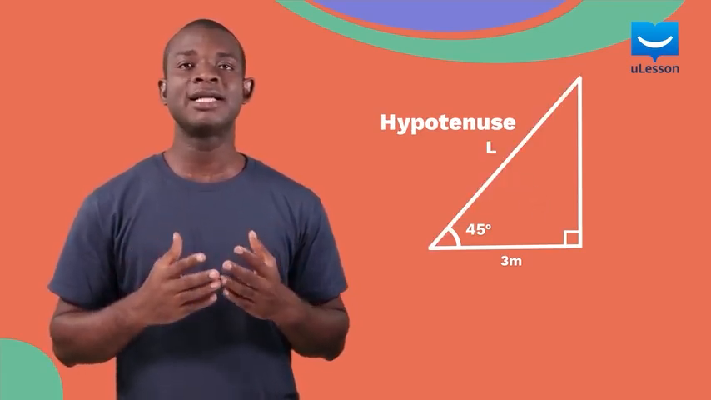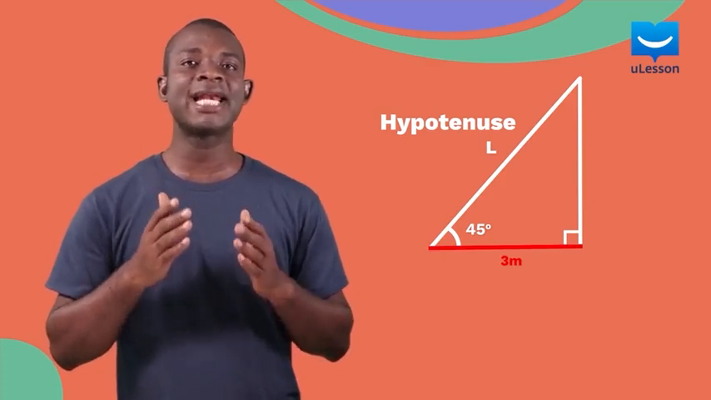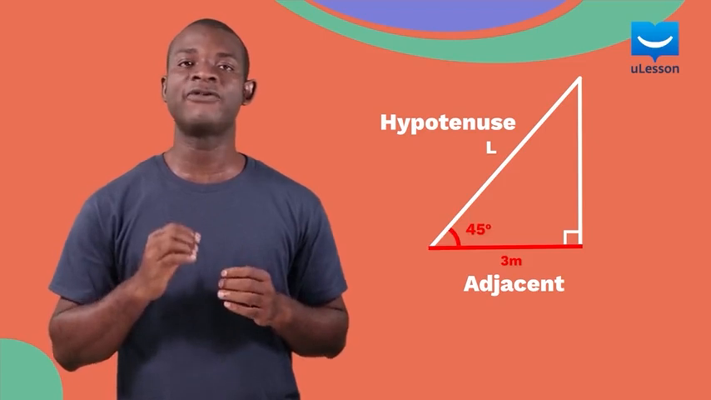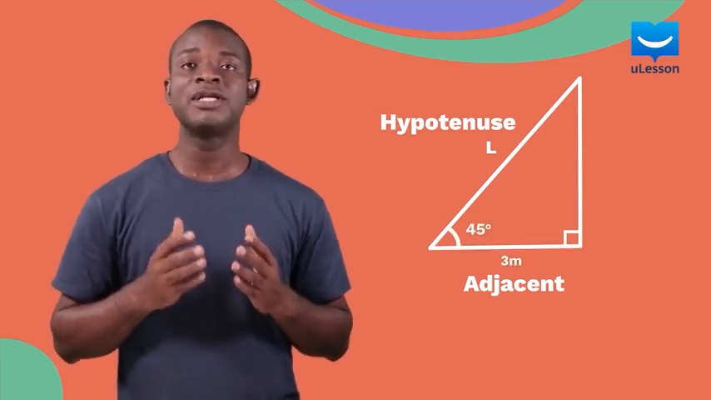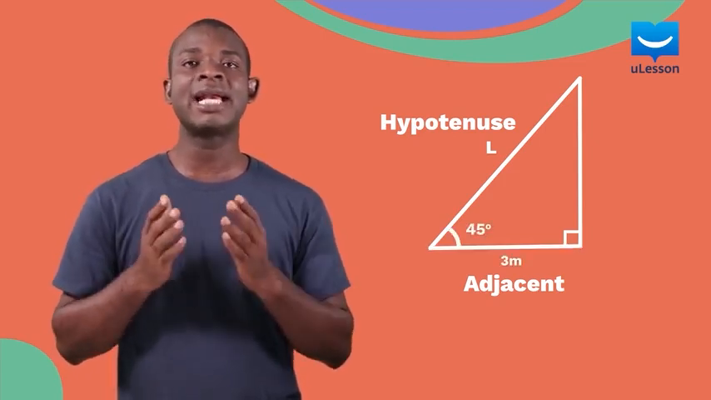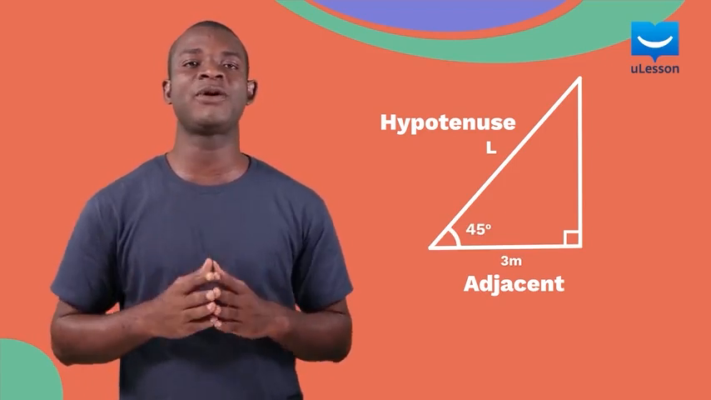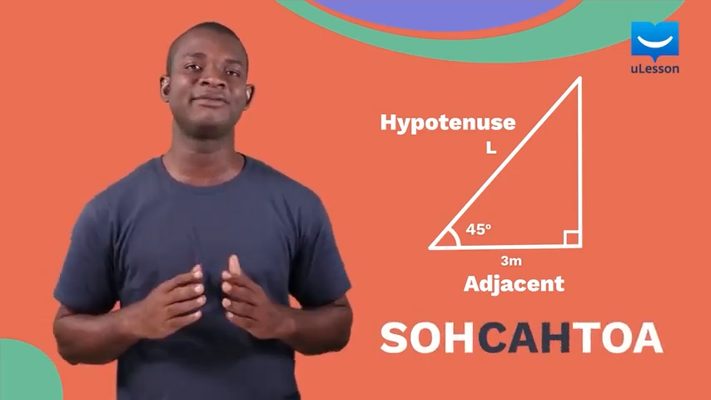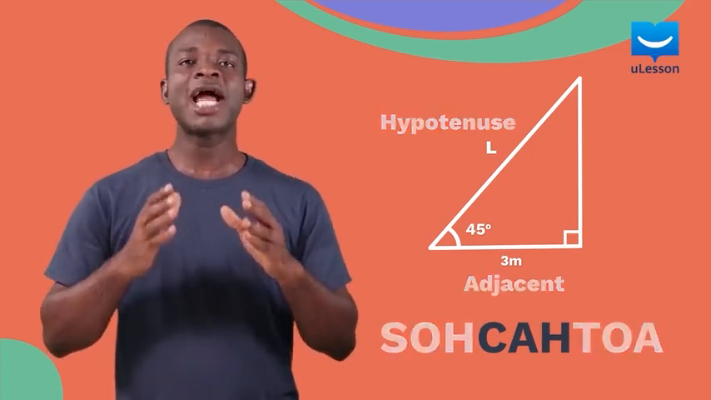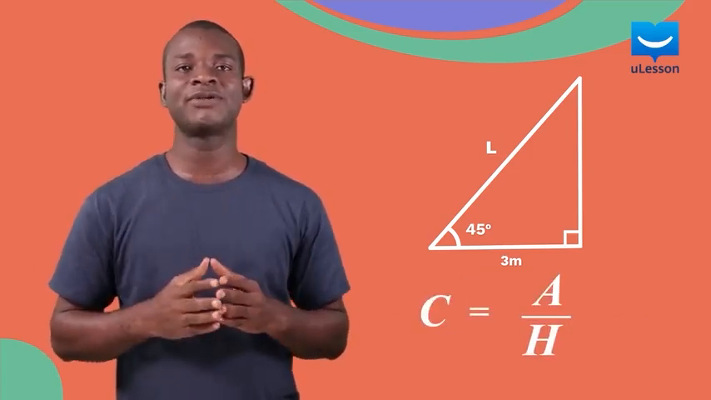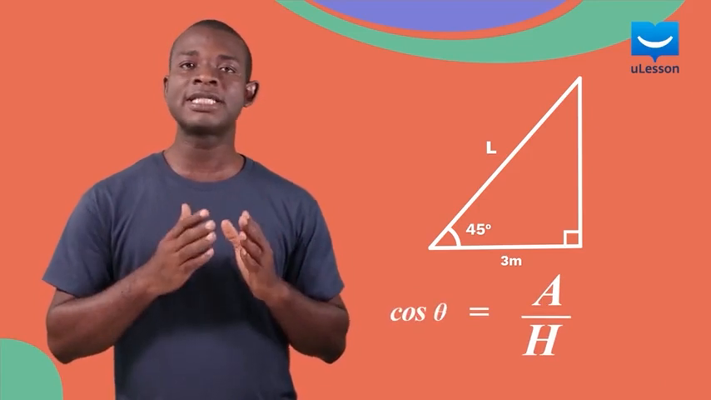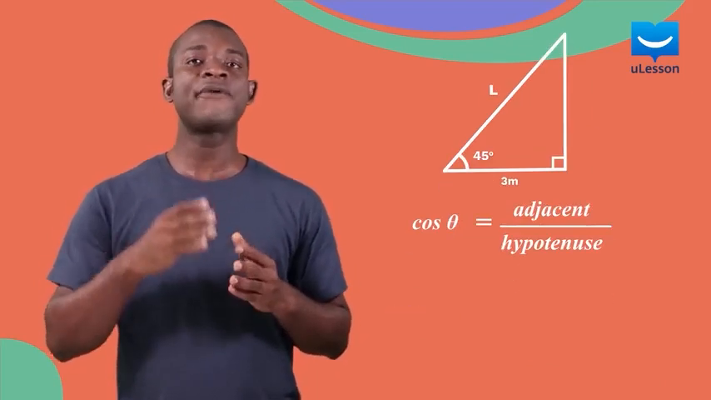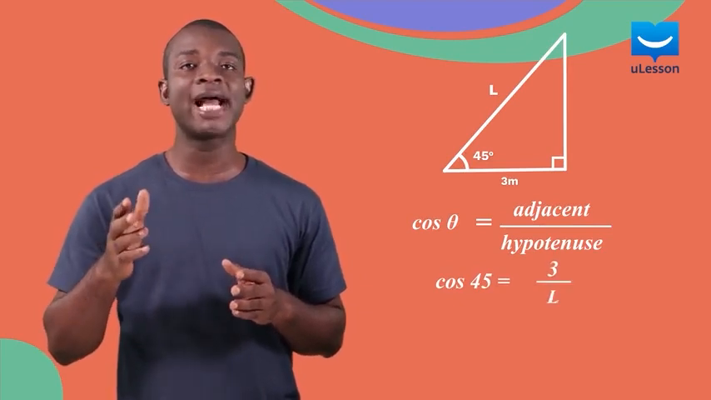Also, we can see that 3 meters is the length of the side adjacent or beside the given angle, that is, angle 45 degrees. So, this question involves the adjacent and hypotenuse of a right-angled triangle, that is, A and H in our acronym SOHCAHTOA. That means we will apply the cosine function in this question. Thus, we'll have cos theta equal to adjacent over hypotenuse. So, we'll have cos 45 equal to 3 over L.